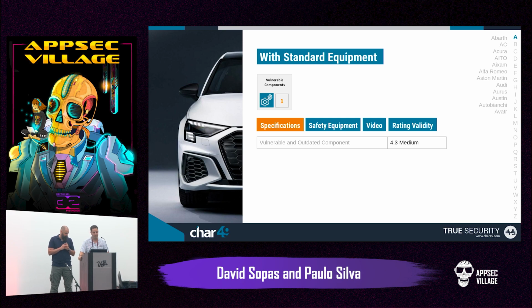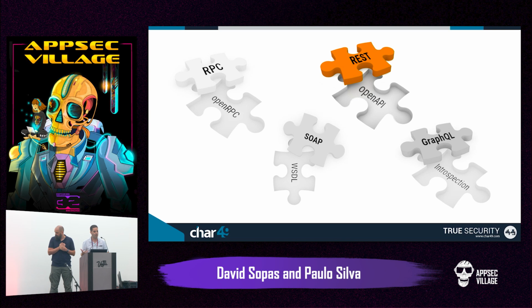But let's start with this one. I don't know if you know this brand, but we will not mention it. It has a vulnerable, outdated component. But before that, I would like to tell you a little bit about the API world, which means you have a lot of API architectures. I'm talking about the most popular ones, like REST, GraphQL, RPC, you name it. It makes sense to mention that most of the vulnerabilities present were focused on these architectures.